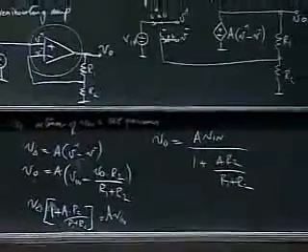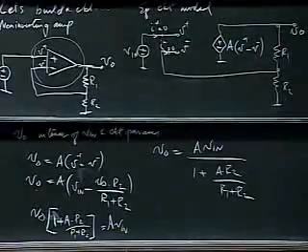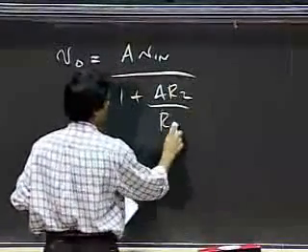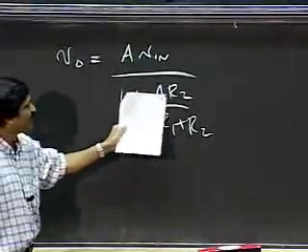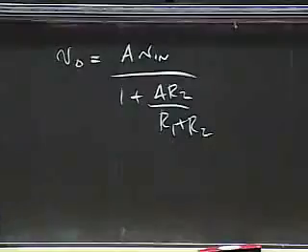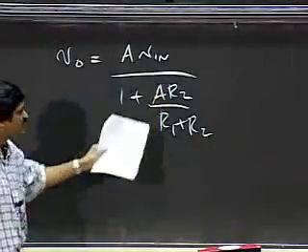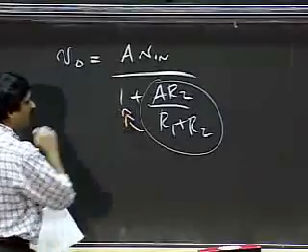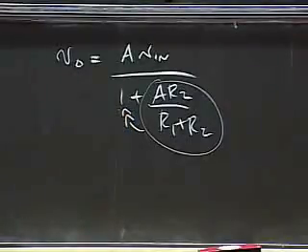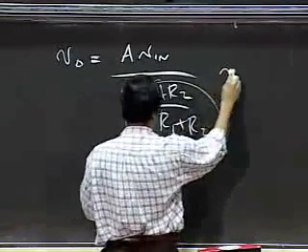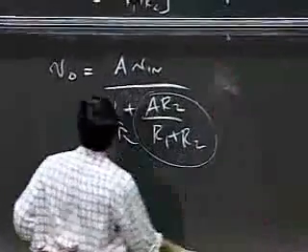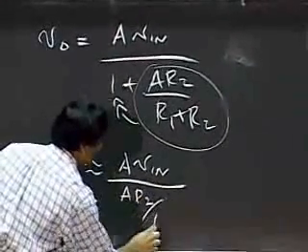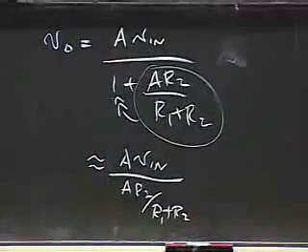Okay? And suppose it is the case that, let me write that down again. So V naught is A V in over 1 plus A R2 over R1 plus R2. Suppose R1 and R2 are more or less comparable, and A is 10 to the 6. It's a huge number, so that this whole term is much, much greater than 1. If it's much greater than 1, I can write this as follows. This is more or less equal to A V in divided by A R2 divided by R1 plus R2. I'm ignoring the 1 here.